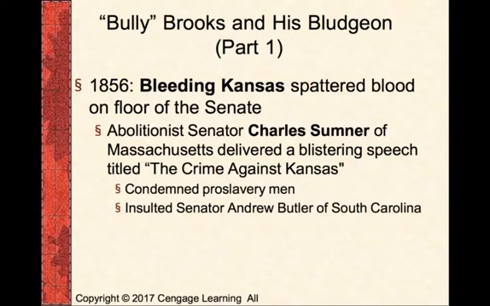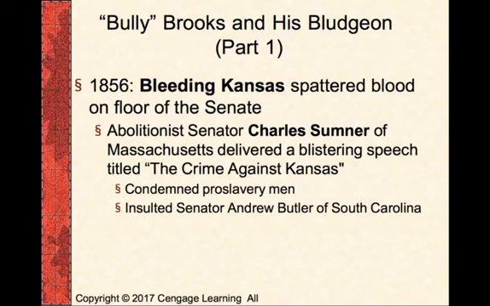But while Kansas is erupting in warfare, there are other battles happening as well. In 1856, Bleeding Kansas was the topic that spattered blood on the floor of the Senate. There was an abolitionist Senator, Charles Sumner from Massachusetts, who delivered a blistering speech titled "The Crime Against Kansas." And in that speech, he condemned people who were pro-slavery and even had insults in there against Senator Andrew Butler of South Carolina, who was a very revered elder statesman from the state of South Carolina.